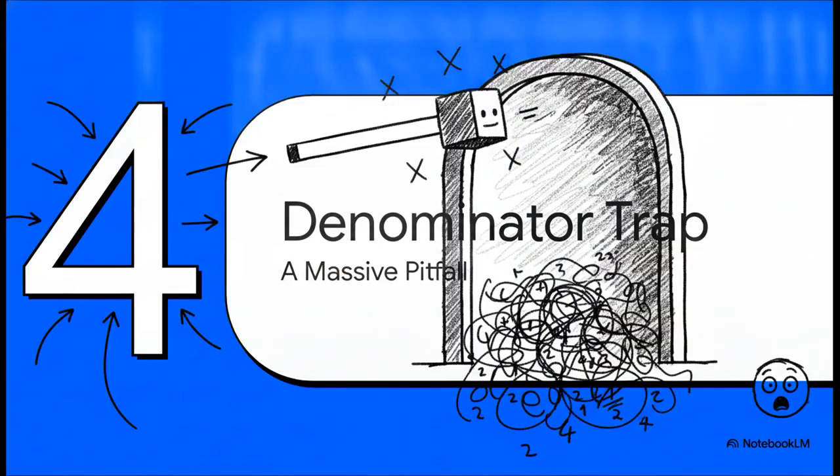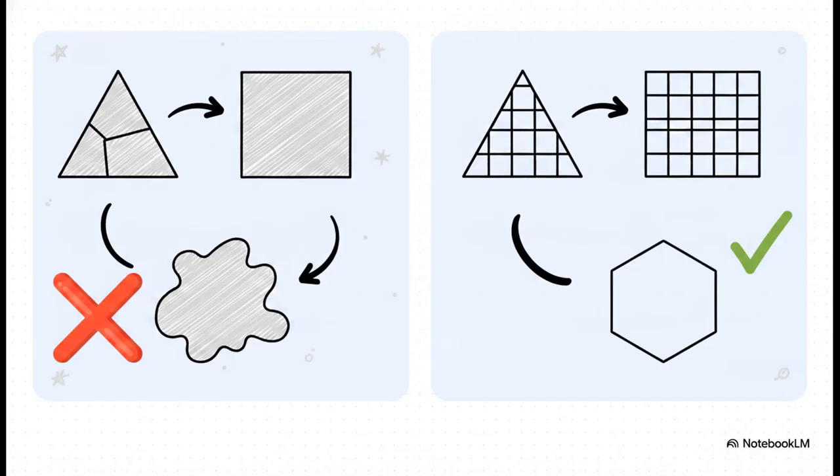Section 4. Avoid the denominator trap. Okay guys, please, whatever you do, do not fall for this trap. 2/5 plus 1/2 does not equal 3/7. You can't just mash the numerators and denominators straight across.